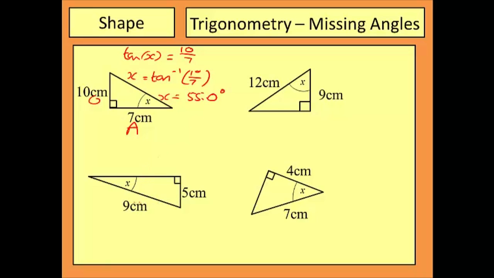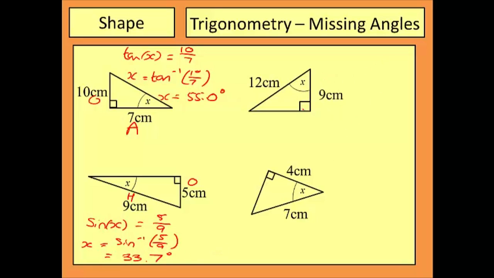This problem down here, I'm going to label it up again. 9 is a hypotenuse and the 5 centimeters is an opposite. This means that this is a sine problem, and I know that sine of x is equal to 5, the opposite, divided by 9, the hypotenuse. So the angle itself, x, is equal to inverse sine of 5 divided by 9. When I type this into my calculator, I get a value for the angle of 33.7 degrees.